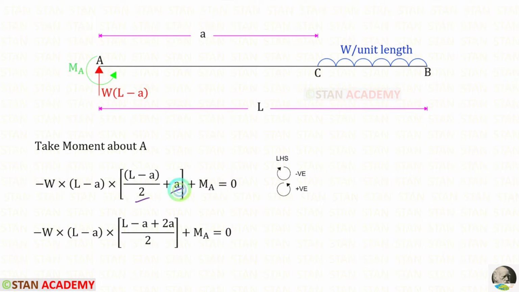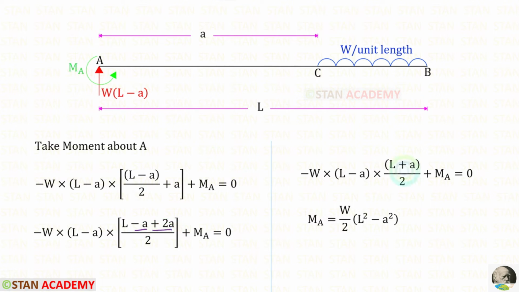For these two terms, we can take LCM. We have to multiply A with 2. Minus A plus 2A, it will be plus A. We know the formula for A square minus B square, (A plus B) into (A minus B). Using the formula, we can write these two terms as L square minus A square. For MA, we will get W upon 2 into (L square minus A square).